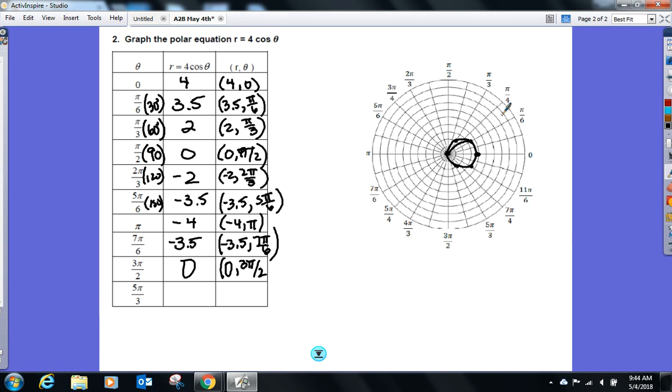Last one. 5 pi over 3. 2. 2 comma 5 pi over 3. Let's see where we are because I have to graph it from the pole now. 5 pi over 3 going to 2. So 1, 2. So I'm going to come back right there. Yep, there it is. Same line. Okay, so it's not a circle. I shouldn't see a circle. I should see this right here because I went from negative 3.5 for r to 0. All right. And here's why it's not a complete circle.